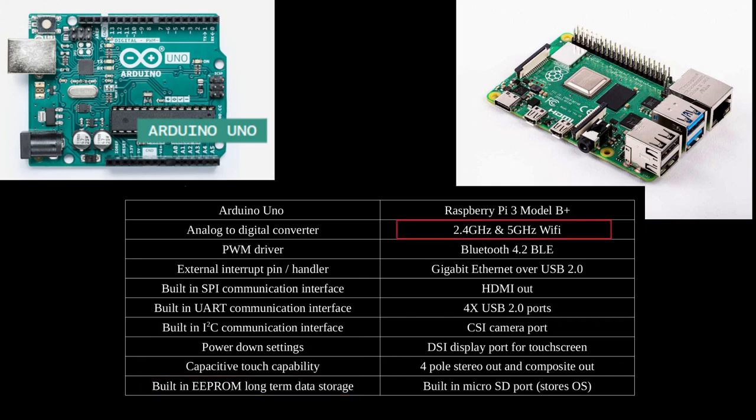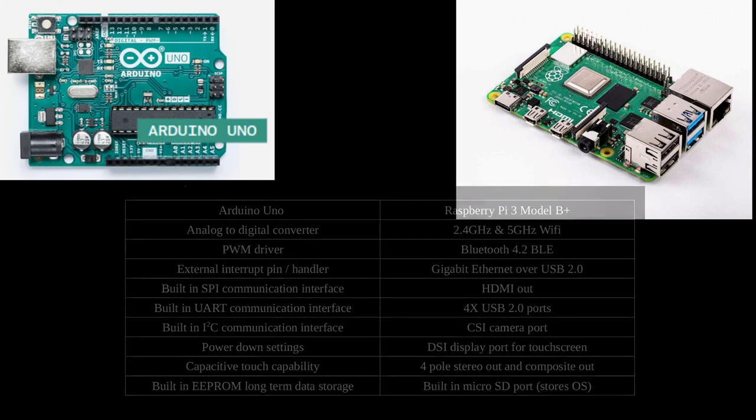The Raspberry Pi has a 2.4 GHz and 5 GHz Wi-Fi, Bluetooth 4.2 BLE, gigabit internet over USB 2.0, HDMI out, 4 USB 2 ports, a CSI camera port, a DSI display port for touchscreens, 4-pole stereo out and composite out, and a built-in micro SD card port for storing the operating system.